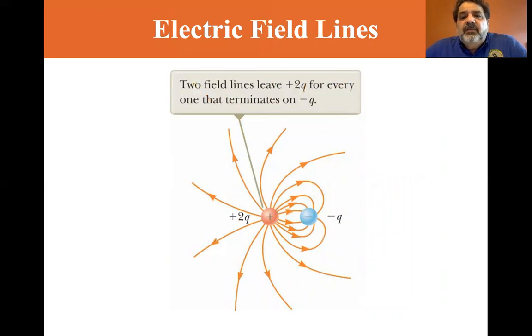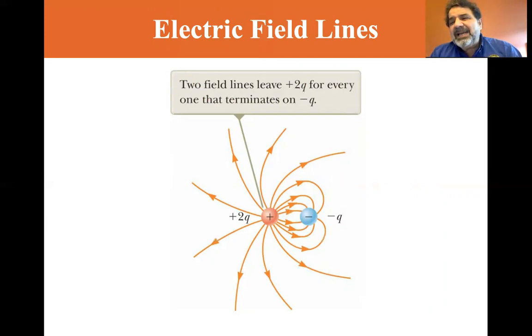Two field lines leave the +2Q for every one that terminates on Q. So you can see the positive is a +2Q, the minus is just a single Q. So let's count the number of lines emanating from the positive. I'm going to start with the line just below the blue minus dot. 1, 2, 3, 4, 5, 6, 7, 8, 9, 10, 11, 12, 13, 14, 15, 16. I counted 16 lines coming out of the +2Q.